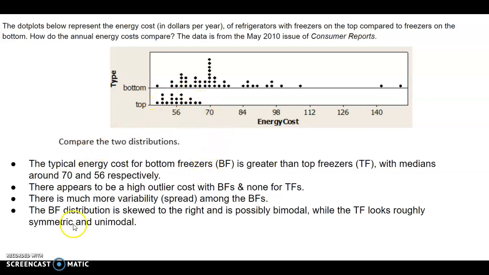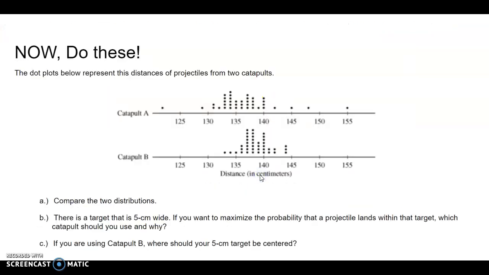Okay, so to compare the distributions, it's important that you include the context of the problem. So you cannot just say like, the bottom is skewed to the right, the top is roughly symmetric. Make sure that you talk about the context and that you talk about shape, unusual features, center, and spread. Okay. All right. And I'm just going to ask you to do this one problem in your notes. So you should be able to compare.